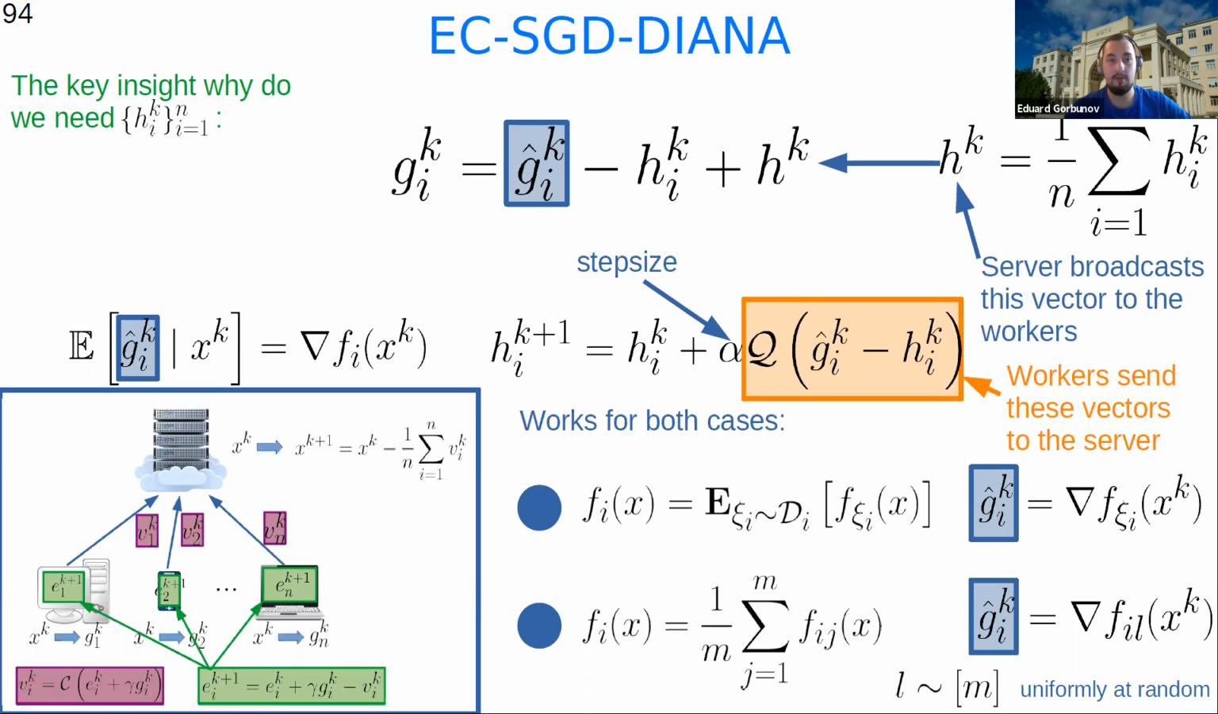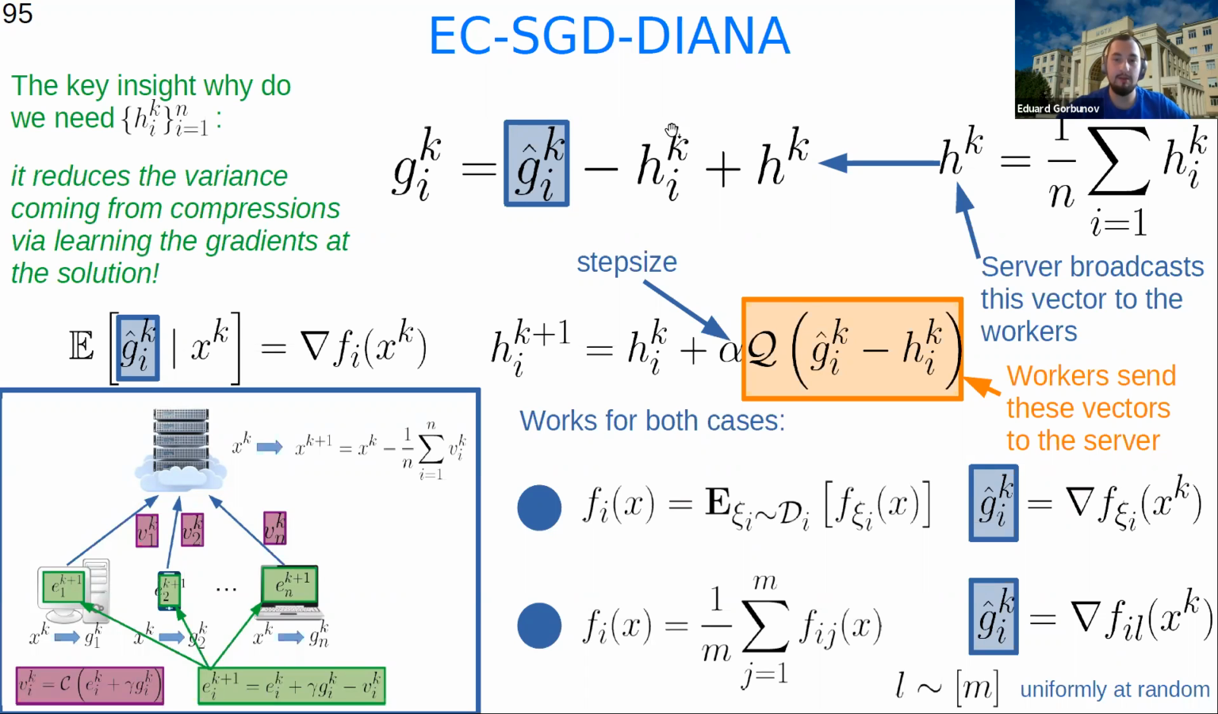And as I said before, the key intuition behind this sequence is that it helps us approximate the gradients at the solution. And we have here an extra term hk because we want to keep the average of gik unbiased, to be an unbiased estimate of the average function, so of f.